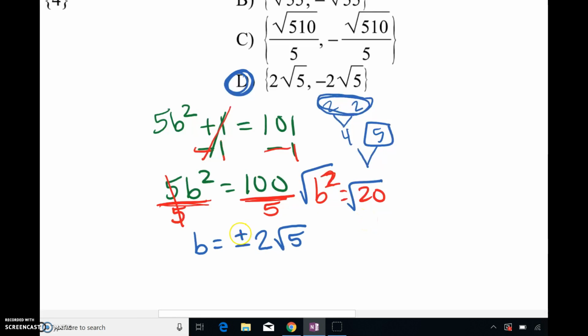Now, what's going to mess you guys up the most is you're probably going to forget this plus or minus thing. Right? Do not forget that when you take the square root, you have both the positive and the negative. So you've got to do that plus or minus. And then I broke down 20 to be 4 and 5. So 2's are squared in there. So I took out the 2. And 5 was what was left inside.